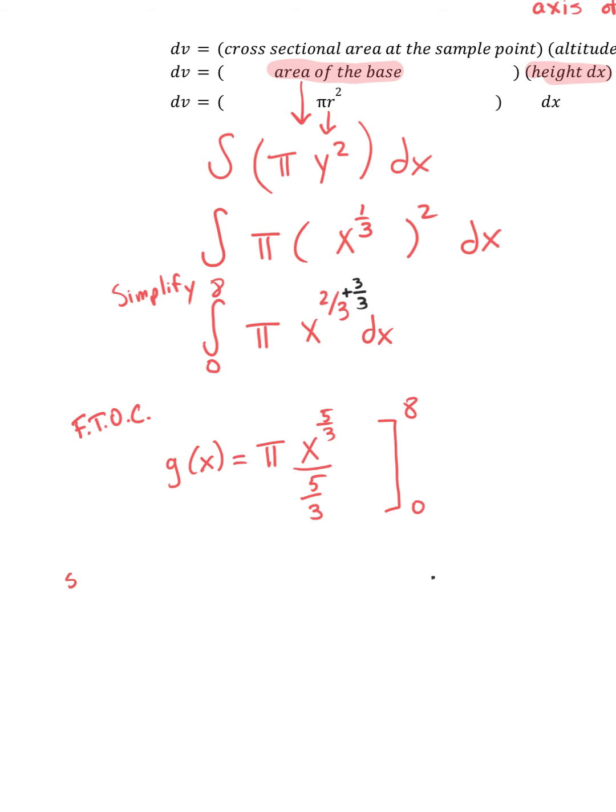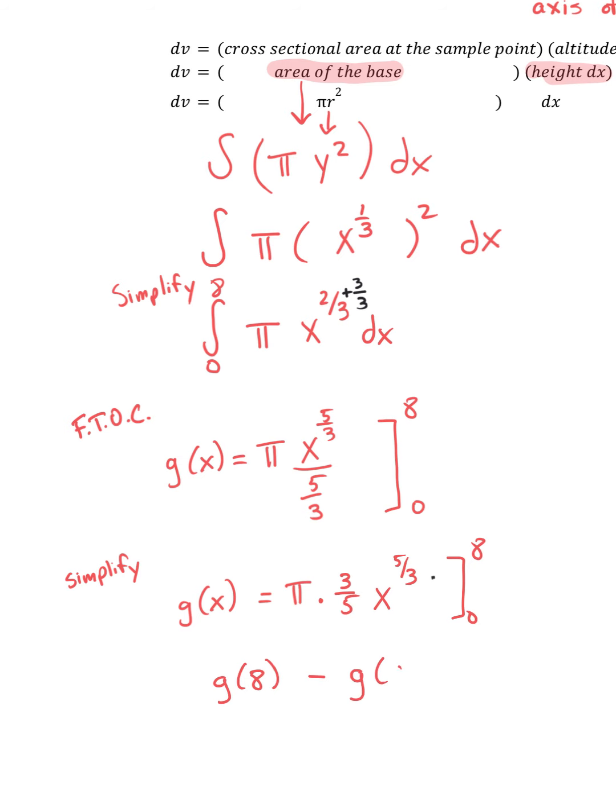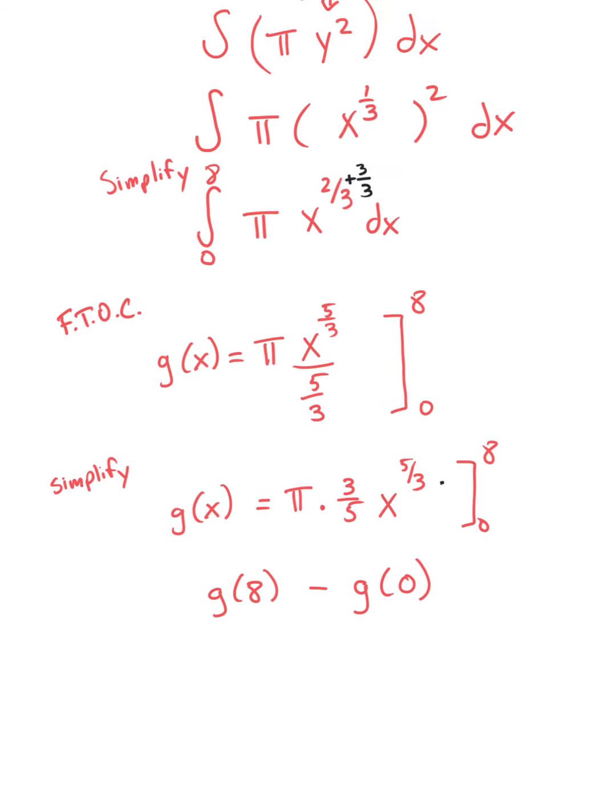Now let's simplify our antiderivative. We don't want to leave a fraction in a fraction, so we multiply by the reciprocal. The pi comes along for the ride. Instead of dividing by 5/3, we multiply by 3/5. So 3/5 x to the 5/3 from 0 to 8. There is our antiderivative. Now we simply find the value for 8. We plug 8 into our antiderivative, we plug 0 into our antiderivative, and we subtract.